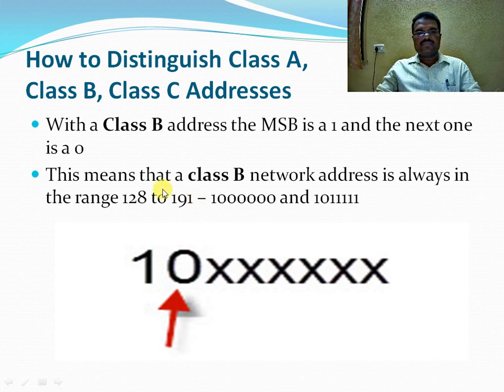And class B, the first two bits 10 indicate that it is class B. This means that a class B network address is always in the range of 128 to 191. So the most significant bit is a 1 and the next bit is a 0.